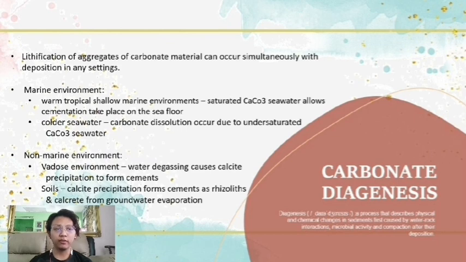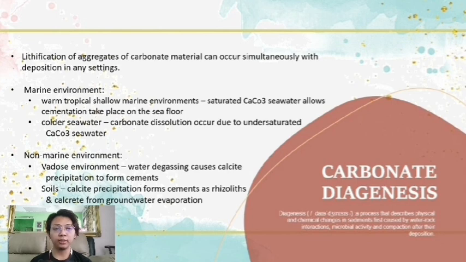In a tropical shallow marine environment, the seawater is often saturated with calcium carbonate and cementation can take place on the seafloor, forming hard ground, especially when sedimentation rates are low. Although water is undersaturated with calcium carbonate and solution of carbonate material can occur in non-marine environments, calcite precipitation occurs in both the vadose zone and phreatic zone.